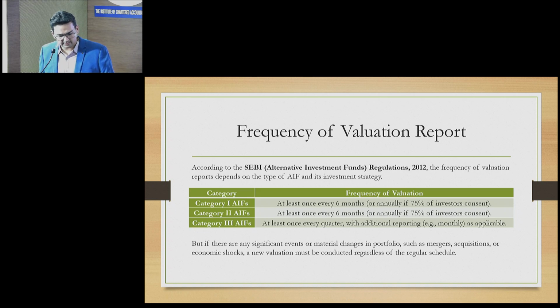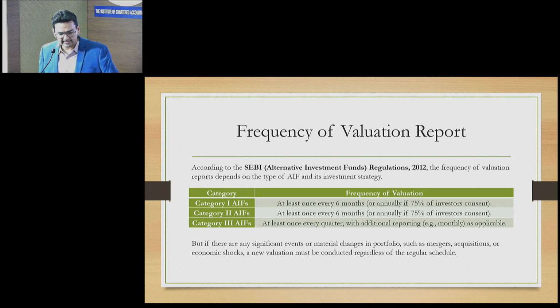The frequency for Cat 1 AIF is once in 6 months, but if 75% of the investors have given consent, then you can go for annually. Generally, whenever they're signing an agreement with the investors, they do normally mention that we'll be providing once in a year. So technically it happens over there only, right? They automatically get consent. Same way for Cat 2 also, it is once in 6 months, and it can go annually if 75% of investors have given consent.